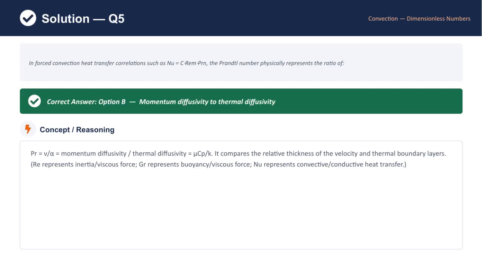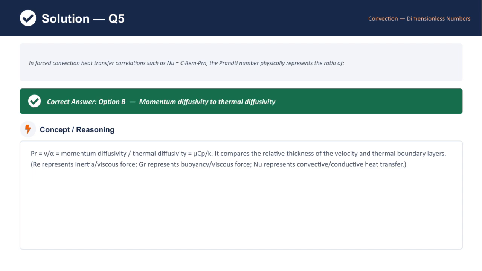Let's talk about the Prandtl number in the context of forced convection heat transfer. In correlations like Nu equals C times Re to the m times Pr to the n, the Prandtl number tells us about the ratio of momentum diffusivity to thermal diffusivity. To break that down a bit, Pr is defined as the kinematic viscosity divided by the thermal diffusivity, or more specifically, as mu times Cp divided by K. What this means physically is that the Prandtl number compares how thick the velocity boundary layer is relative to the thermal boundary layer.